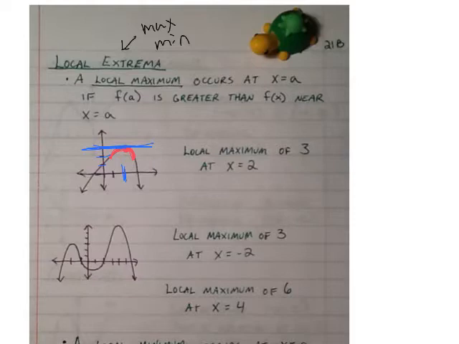If we look at our second graph, we see that we actually have two maximums. We have a local max of 3, and we have a local max of 6. Our first maximum occurs at x equals negative 2, and our second local max occurs at x equals 4. So it's important to note the order of these numbers. The maximum is the y value and the location is the x value.